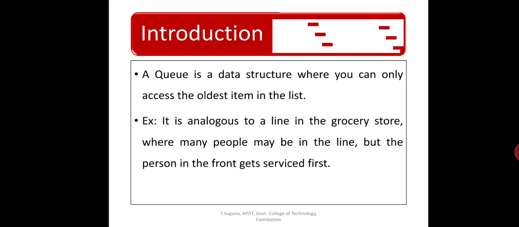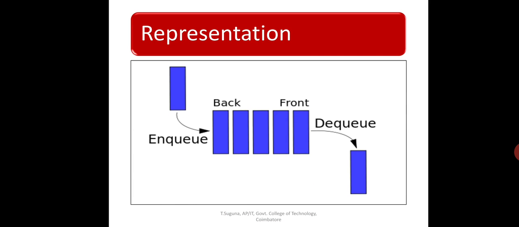It is analogous to a line in the grocery store where many people may be in the line, but the person in the front gets service first. A ticket counter is also an example, where the person who comes first will be served first. So this is also called the first come first serve method, FCFS method.